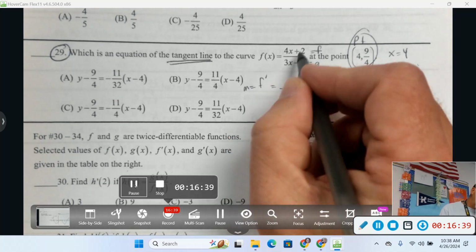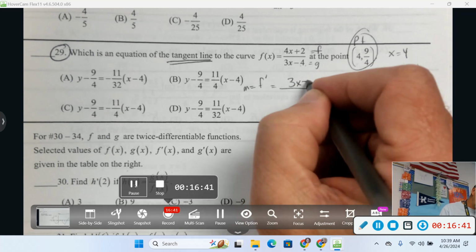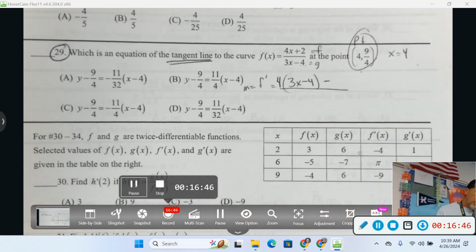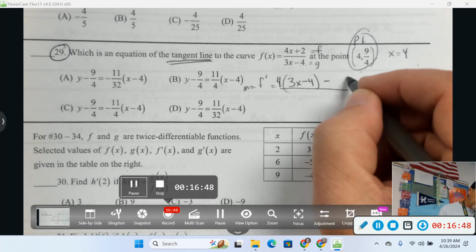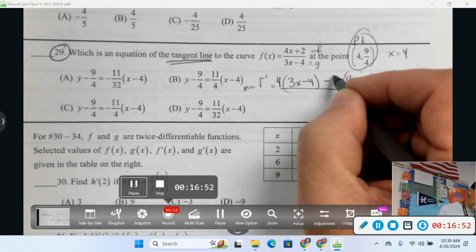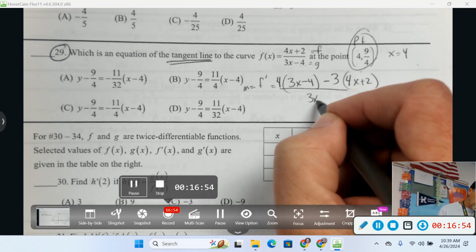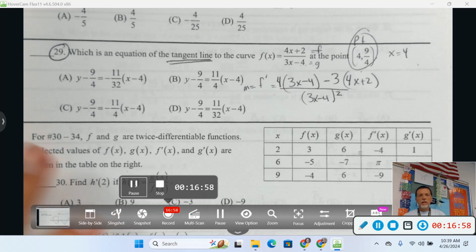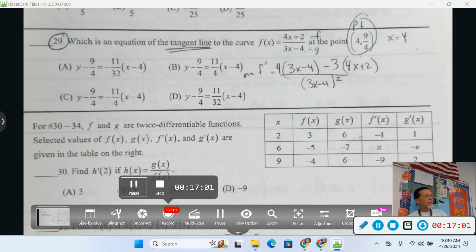So G F prime. G is 3x minus 4. F prime is 4. Minus the other way around. F is 4x plus 2. And G prime is 3. That's about as dangerous as I like to live right there. I live a pretty crazy life, doing quotient rule without writing work down.